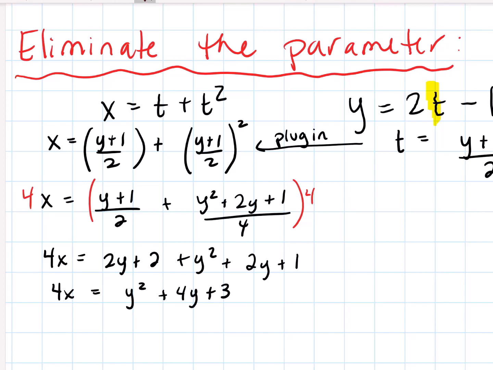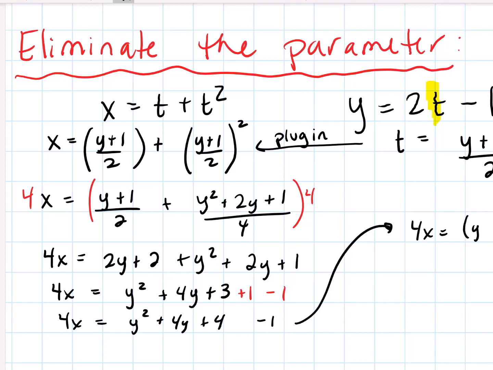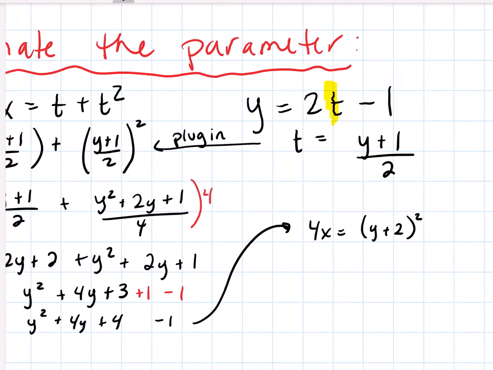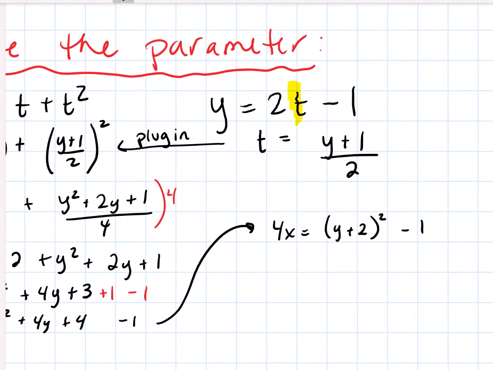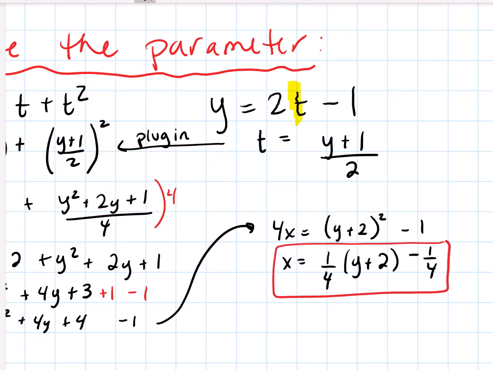If I do a little bit of work here, I'm noticing this is almost a perfect square. So if I add 1 and subtract 1, I should have maybe pulled the 3 over to the side, but I'm just running through the algebra pretty quick here. We get y squared plus 4y plus 4 minus 1, and that turns into (y plus 2) squared minus 1, completing the square. Then divide by 4, and I get x is 1/4 times (y plus 2) squared minus 1/4, and it's in a nice form.